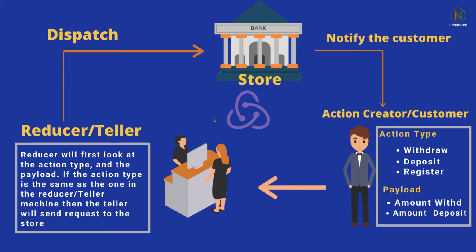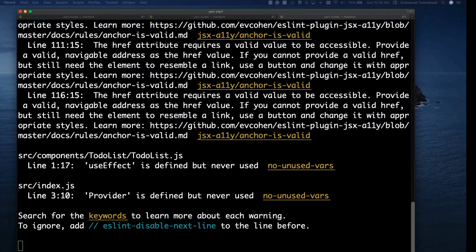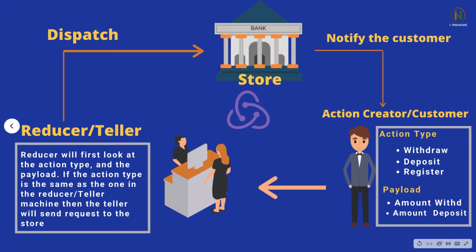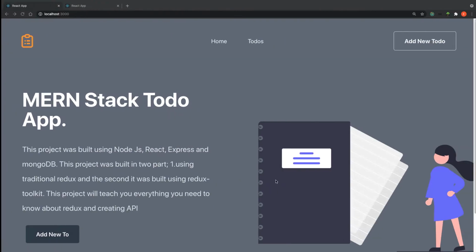In the previous video, we created our reducer to handle all the actions coming into it. So as we progress, we have created our action creator and we have created our reducer. The last part is the store. Now let's set up our store inside our React application. Okay, so let's get started.